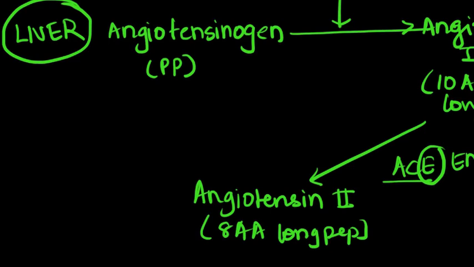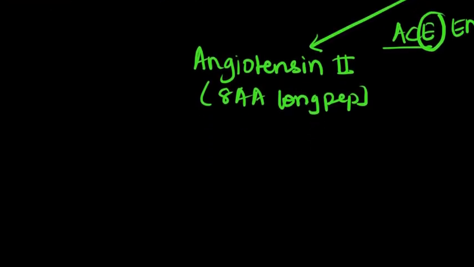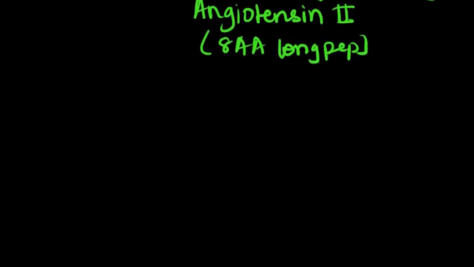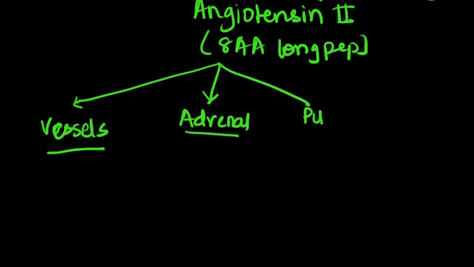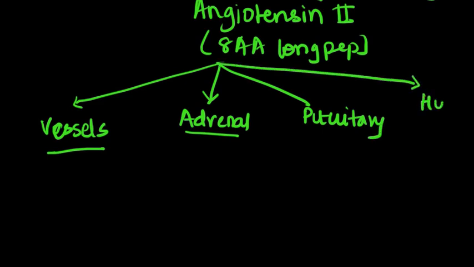Okay, so now this angiotensin 2 which is produced will act on the following organs. One, it acts on the vessels. Second, it will act on the adrenal gland. Third, it will act on the pituitary. And fourth, it will act on the hypothalamus.